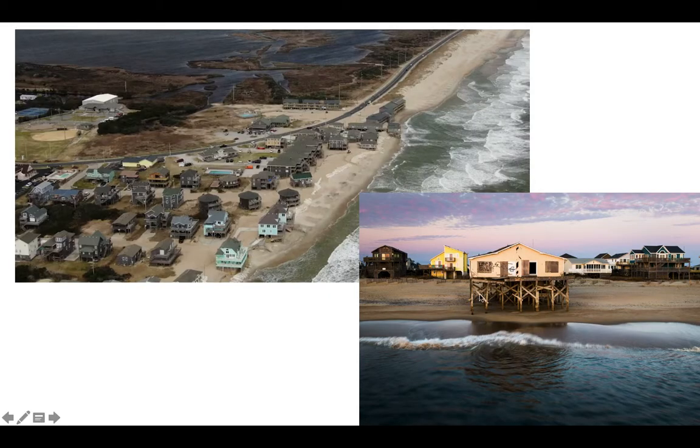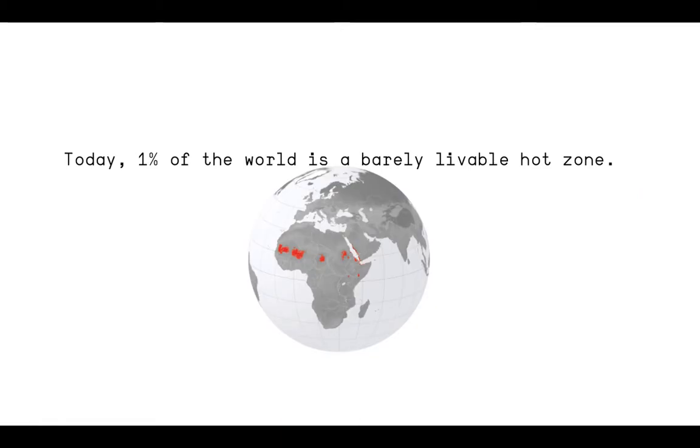You can see they're building their house on stilts, and they often have to truck in sand to rebuild these beaches every few years because they get eroded by the ocean. So as the sea level rises, these communities are at risk. But we also see that the area in which you can't live because it's too hot is going to grow.